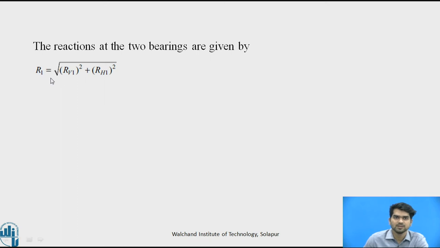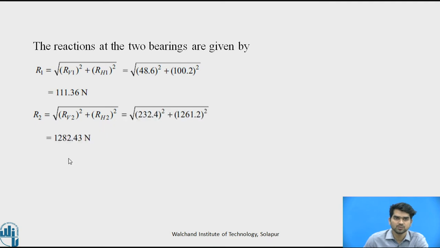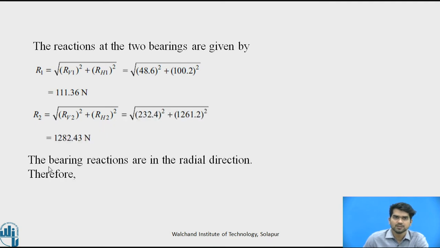At bearing number 1, the resultant force is equal to the square root of RV1 square plus RH1 square. If you put in the values respectively, we get the total resultant force acting at bearing number 1. Similarly, calculate the resultant force at bearing number 2. The bearing reactions are in the radial direction. Therefore, FR1 is equal to R1 is equal to this value, and FR2 is equal to R2 is equal to this value.